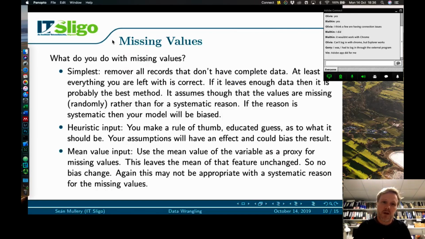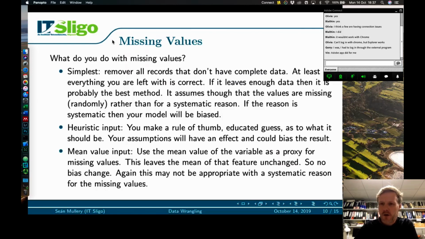The other thing you can do with missing values is use some heuristic input. I don't know whether you're familiar with this term heuristic, but a heuristic is like a rule of thumb. In other words, vague rules that we apply under certain circumstances, a bit like an educated guess. And so you might say, well, within certain circumstances, this is what we'll put in for this particular value. Your assumptions will have an effect and could bias the result as well.